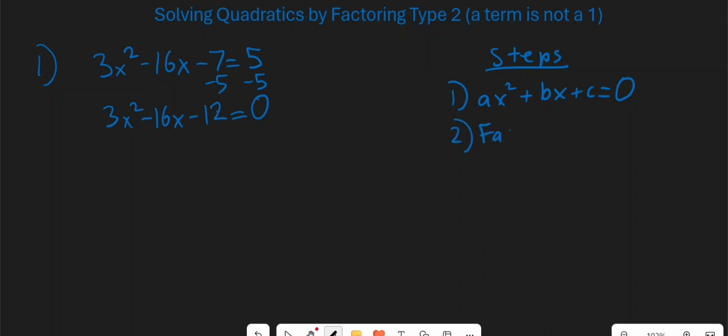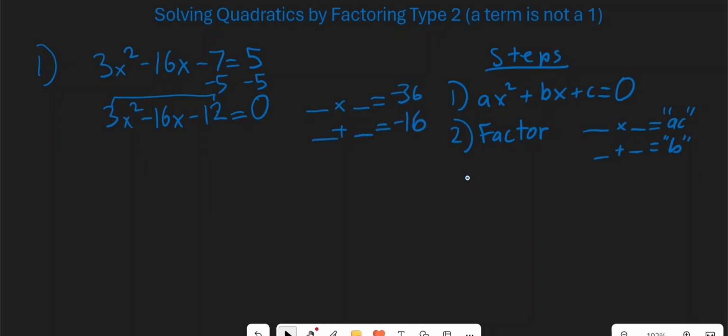In this case, the a term is not a 1. So you want to satisfy the conditions: get two numbers that multiply to your AC term, and at the same time, these two numbers have to add to your B term. AC would be 3 times negative 12, and that's a negative 36. At the same time, these two numbers have to add to your B term, which is a negative 16.